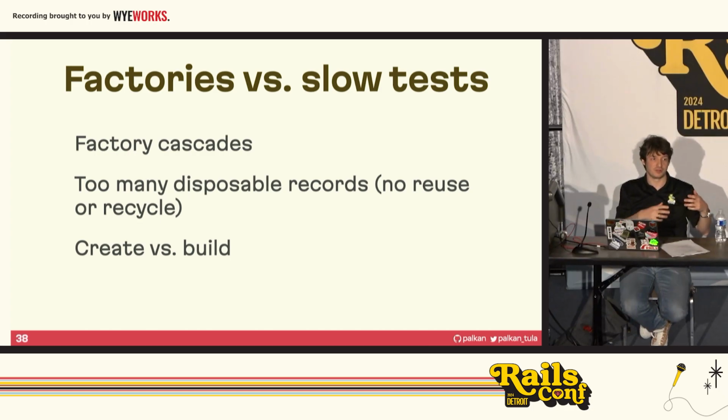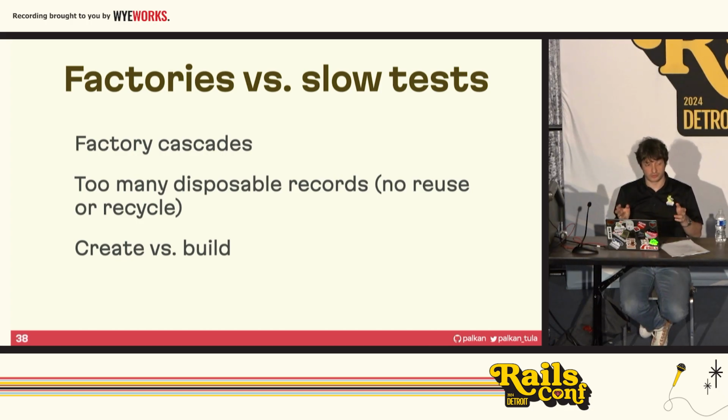But it could not be caught by your test, so it's going to operate on an invalid state of the data in terms of logic. But that happens, and that leads to really slow tests. Another two reasons are creating too many records just for the sake of a single example and not reusing or recycling them. We're going to see how we can do that.